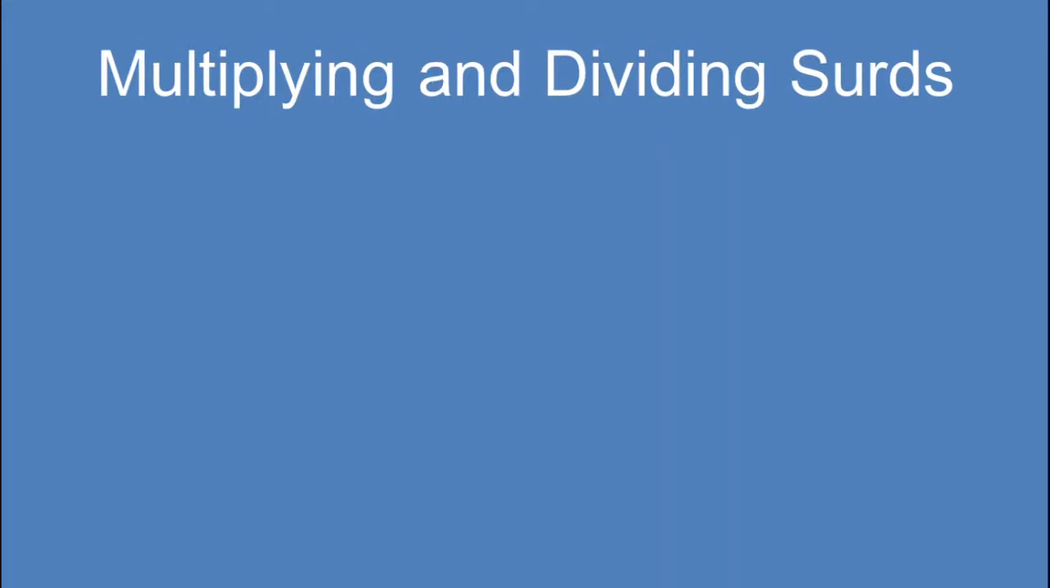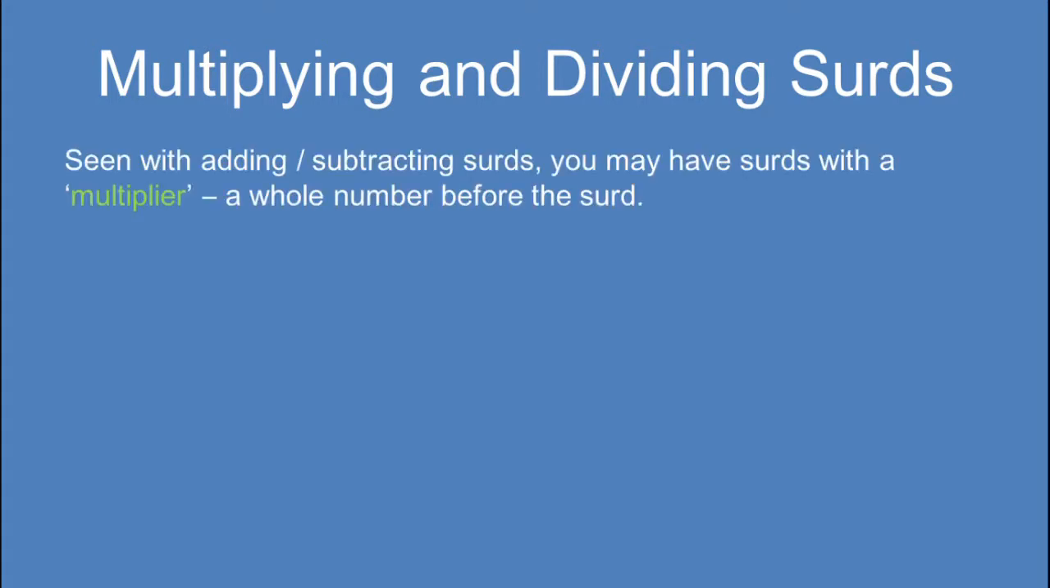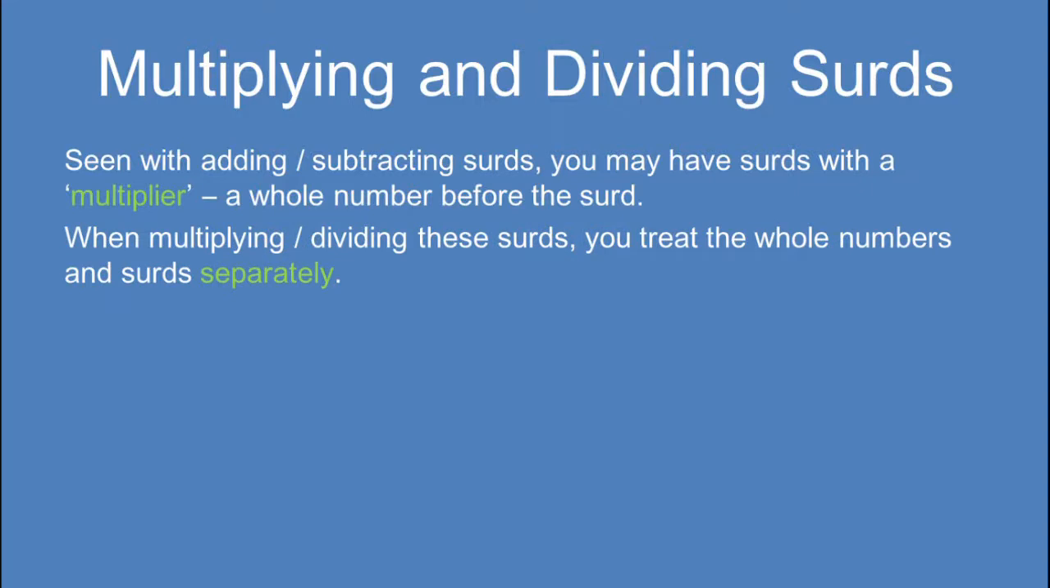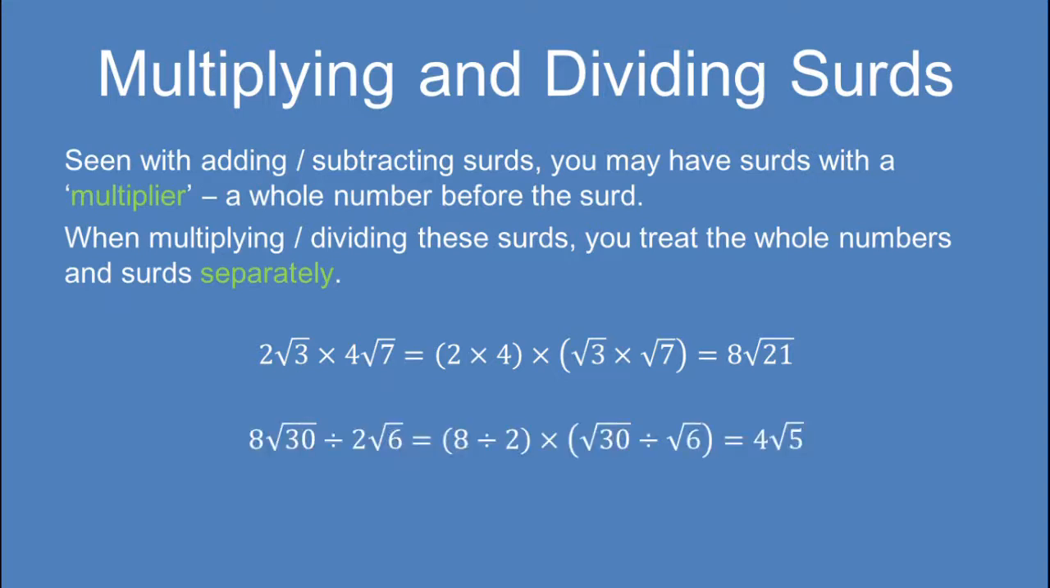As seen with the previous laws, you may have surds with a multiplier, a whole number before a surd. When multiplying or dividing with them, you treat the whole numbers and surds separately. The first example is 2 root 3 times 4 root 7. We multiply the whole numbers together, and the surds together, to get an answer of 8 root 21. The second example uses similar steps, treating the whole numbers and surds separately.